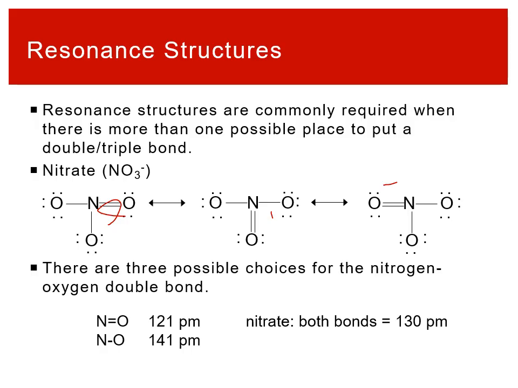Again, these would imply different properties. They would imply that the double bond would always be shorter. But in a real nitrate molecule, all nitrogen-oxygen bond lengths are exactly the same length. All three of them are about 130 picometers, in between the double bond and single bond length. It's some sort of intermediate bond. It's not as short as a double bond and not as long as a single bond. It's always going to be in that intermediate fashion.